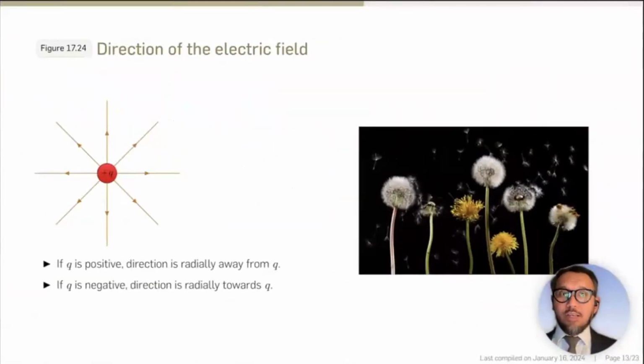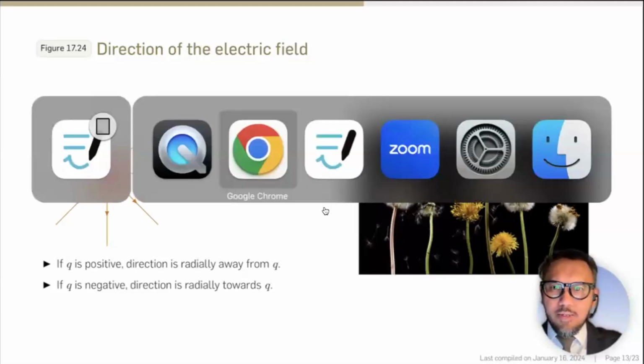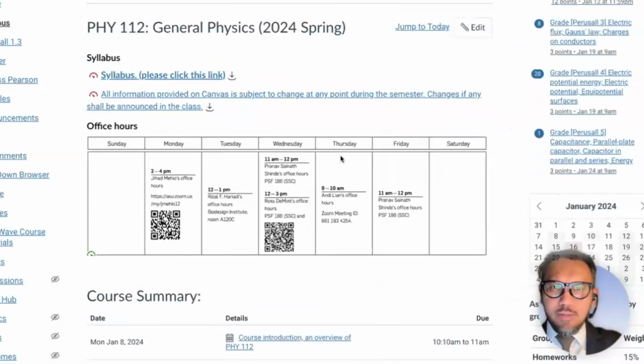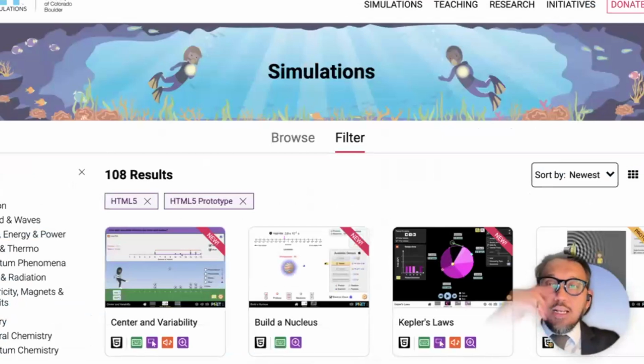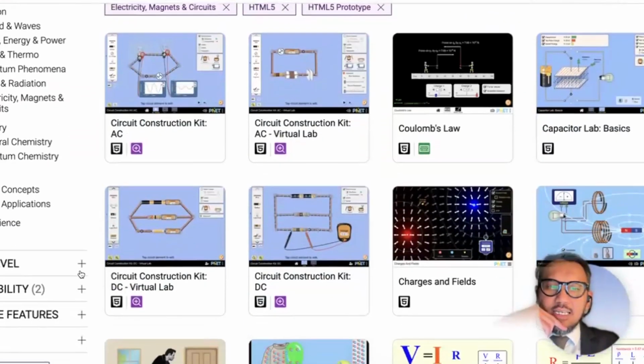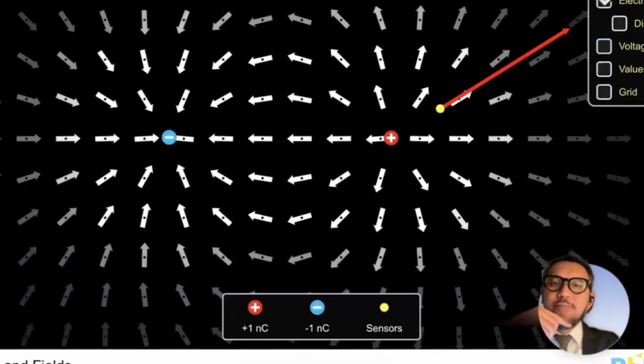So electric field, I hope that the concept of field is clear. Maybe it's not a bad idea to do a simulation. The link of the simulation is on the lecture notes. You go to PhET, and then you go to physics, electricity, magnets and circuits, and you use charges and fields. Let me clear the whole thing.